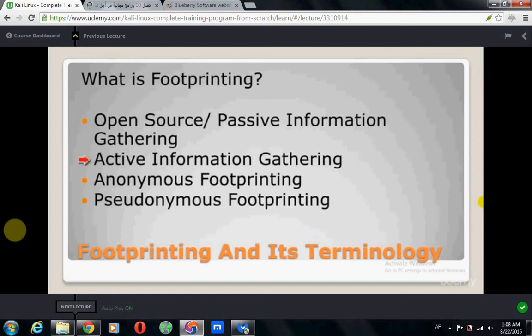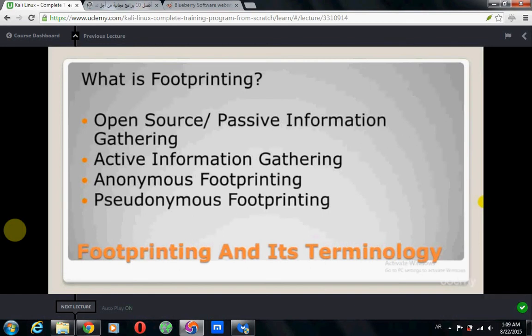After that, we have active information gathering. In the active information gathering process, attackers mainly focus on the employees of the target organization. Attackers try to extract information from the employees by conducting social engineering, on-site visits, interviews, or questionnaires, something similar to that. After that, we have anonymous footprinting. This refers to the process of collecting information from sources anonymously so that your efforts cannot be traced. At this point, people normally use Tor browsers, which are mostly famous for anonymous web browsing.